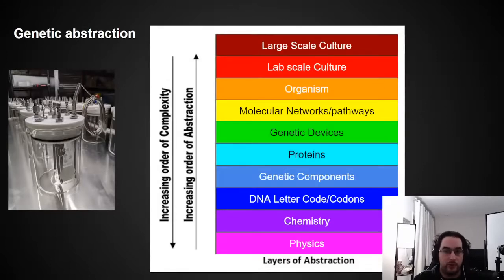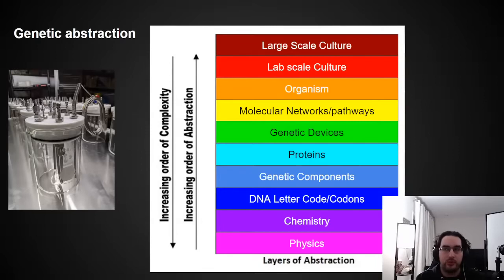So you start with physics, and then you've got chemistry, and then from there, it just kind of builds up. So you've got DNA letters, then you've got DNA codons, so sets of 3 letters. Then you have genetic components. So this is going to be things like promoters, operators, terminators, this sort of thing. Then above that, you have the actual output of these genetic components, so generally proteins.